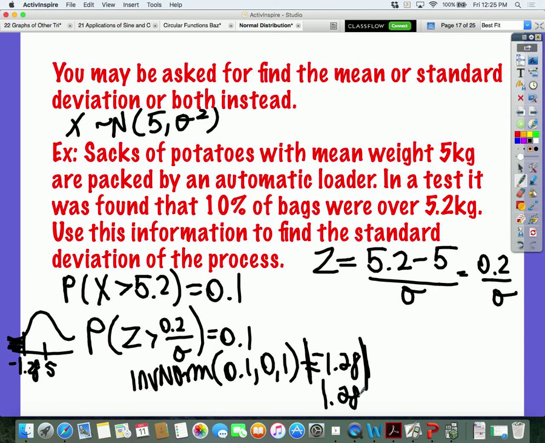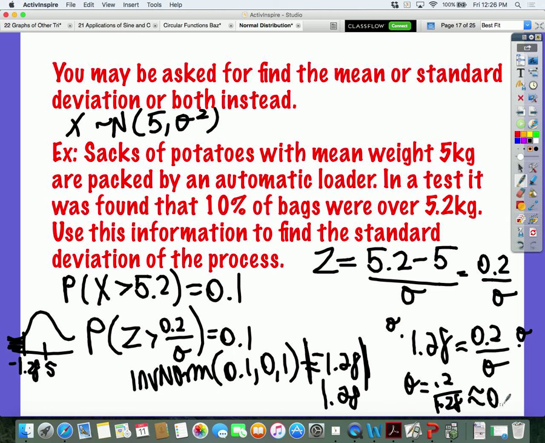So the last thing you have to do is plug it in for Z and solve for your standard deviation. Which is 0.156. There you go. Because you have to multiply both sides by sigma, and then you'll end up dividing 0.2 by 1.28. I did it backwards. So 0.15.